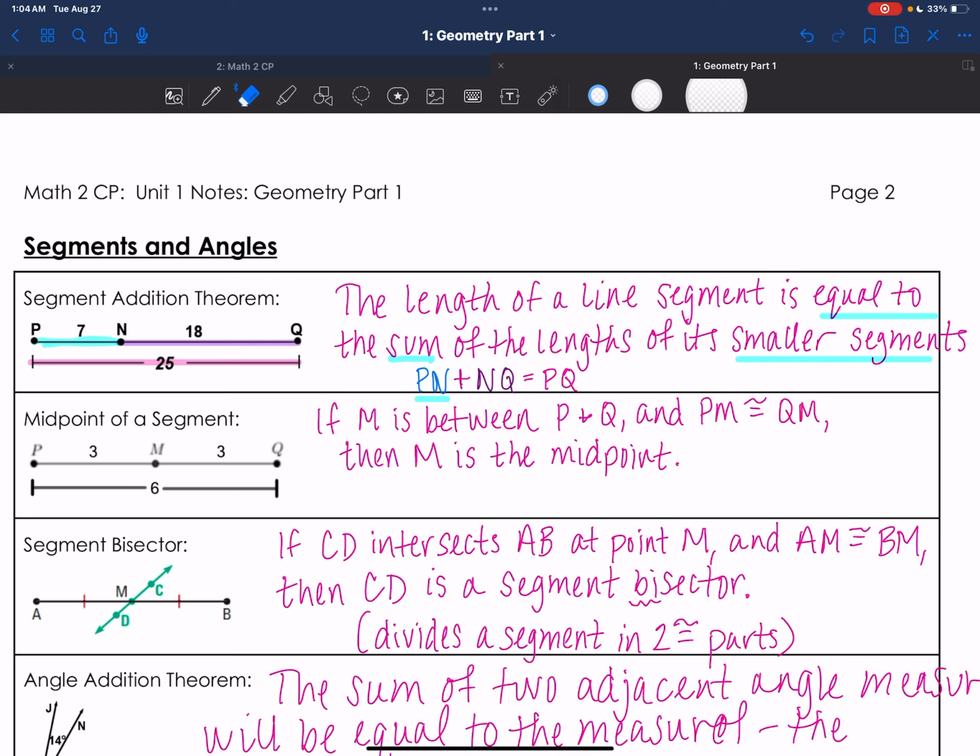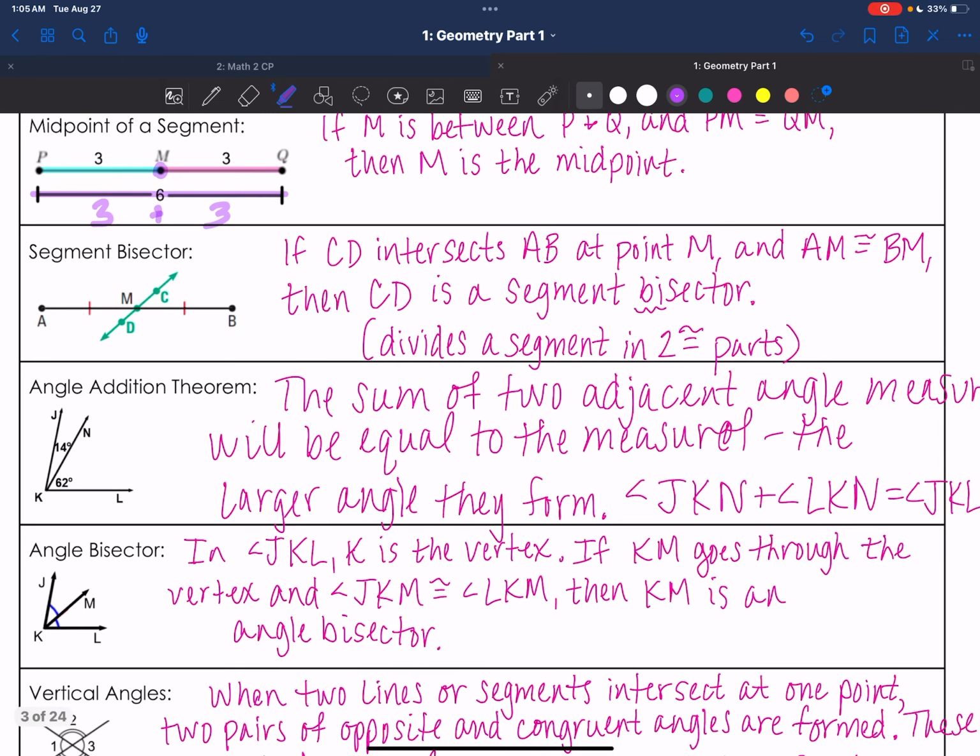All right, next up is midpoint. So when you see midpoint, that means it's between, in the middle. So midpoint of a segment: if M is between P and Q and PM is congruent to QM, then M is the midpoint. So if you were to look at this, PM is 3, MQ is also 3, so 3 plus 3, since they're both equal, equals 6. So that means that this point right here, M, is the midpoint, because 6 is 3 plus 3.